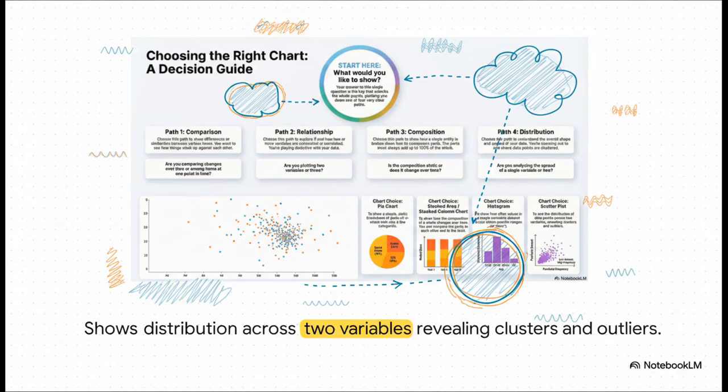And hey, look who's back! The scatter plot. This just goes to show you how versatile some of these charts can be. When you use it for distribution, you're not really looking for a trend line. You're looking for how the data points are spread out. It's fantastic for spotting clusters, or gaps, or any of those weird outliers that you might need to investigate further.